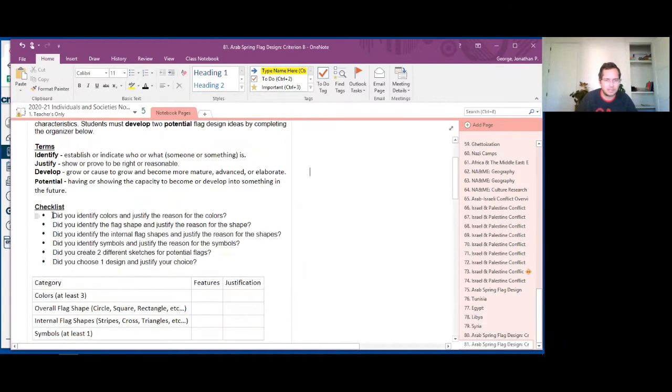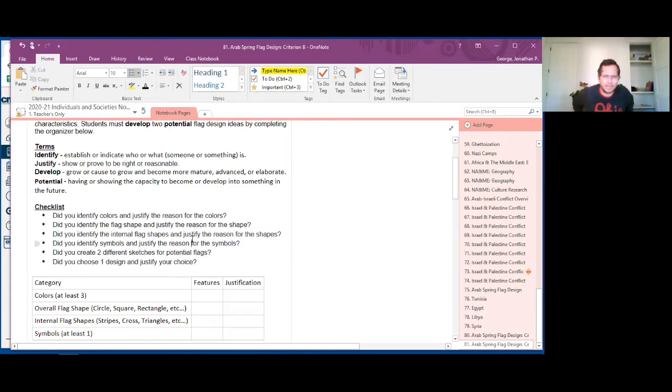And then here's your checklist. Did you identify colors and justify the reasons? Did you identify the flag shape and justify the reason for the shape? Did you identify the internal flag shapes and justify the reason for the shapes? Did you identify symbols and justify the reason for the symbols? Did you create two different sketches? And did you choose one design and justify your choice?